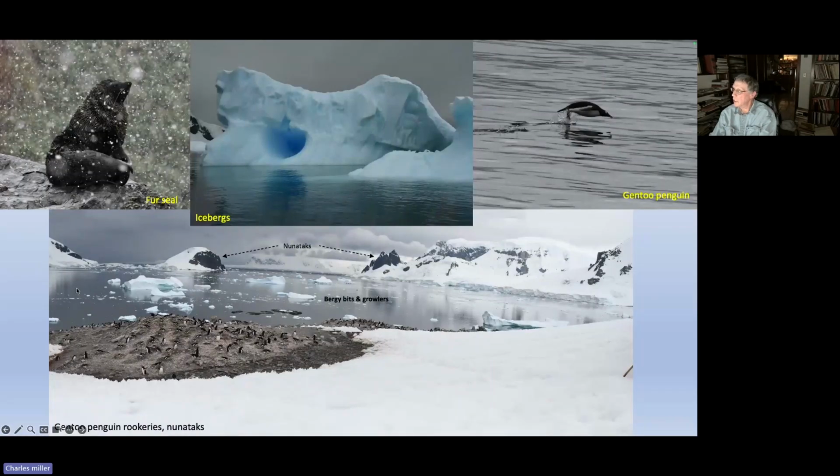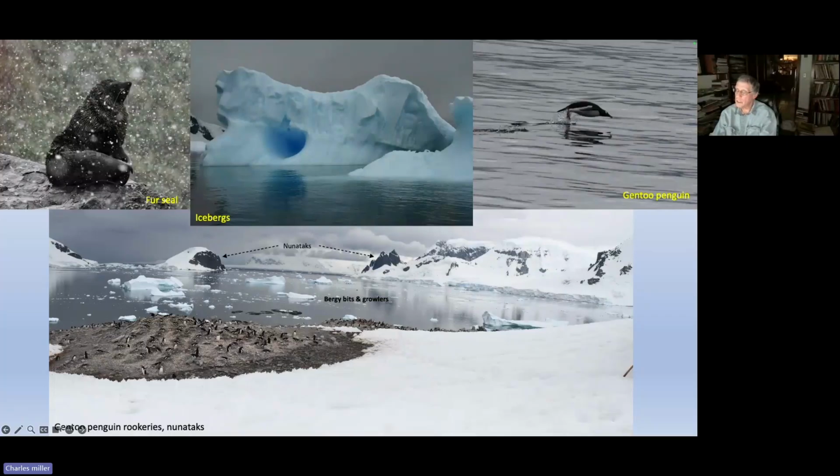It shows the ice has come down to the water's edge where we're in the ablation zone forming icebergs. And so we can use these terms, bergy bits for the medium-sized ones, growlers for the small ones. In the background are nunataks, and in the foreground is a Gen 2 penguin, solid white abdomen, Gen 2 penguin rookery that extends around here.